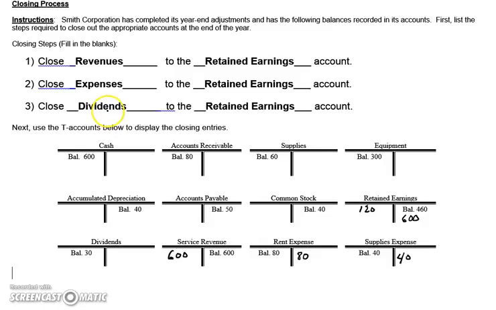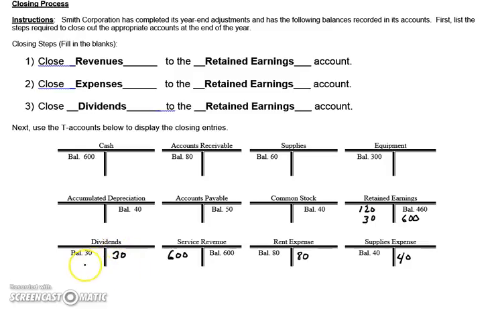Step 3 says to close dividends to the retained earnings account. A very similar process here. The dividends account already has a debit balance of $30, so to close this account out, we'll need to place a credit of $30 on the right side of that dividends account. And with every credit, we need a debit to go along with it. So on the retained earnings side, we'll debit $30 there. That will go ahead and close out all of the accounts, zero everything out.